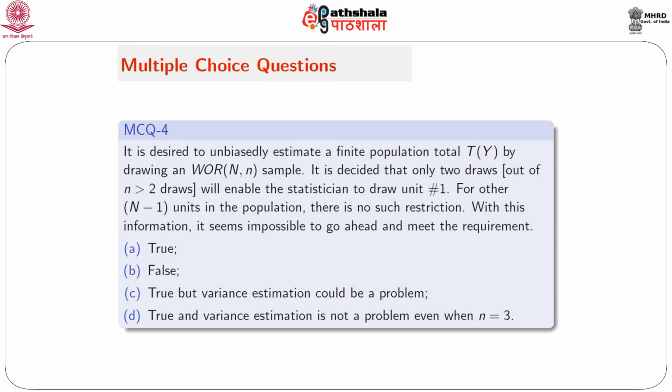Similar problem. This time it says if the sample size is more than 2, you are told that only in 2 draws you have a possibility of drawing the unit number 1. So, take for example, draw number 1, draw number 2. In these two, unit number 1 has positive probability of selection. In all other subsequent draws, it has got 0 probability of selection. Given this type of sampling scheme, do you think that you can estimate the finite population total Ty, and you can go for variance estimation and all that?